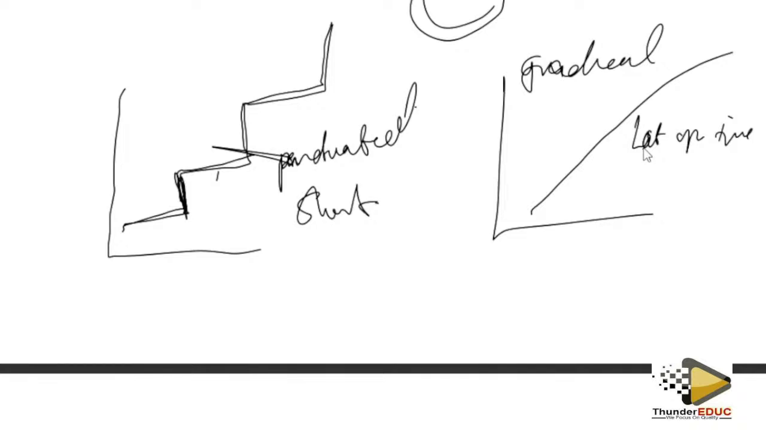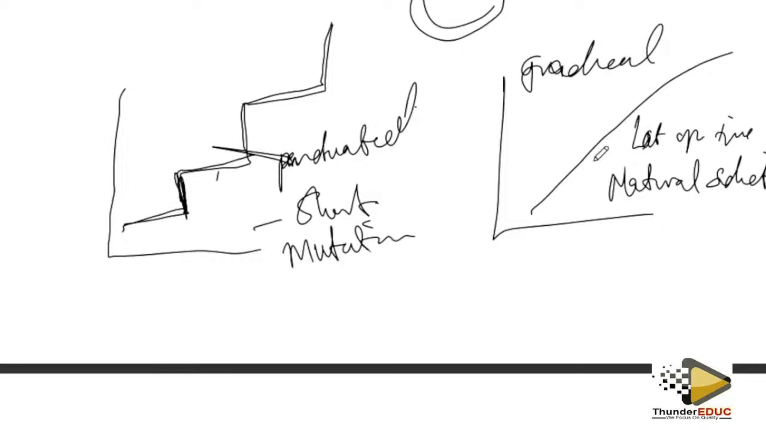In most cases, punctuated equilibrium is caused as a result of mutation, while this one is caused as a result of natural selection. Natural selection here, while here, mutation. Why? Because you just wake up in the morning and you have something different which you didn't have before. Mutation maybe occurred. So that is punctuated equilibrium, or the other side is gradualism.